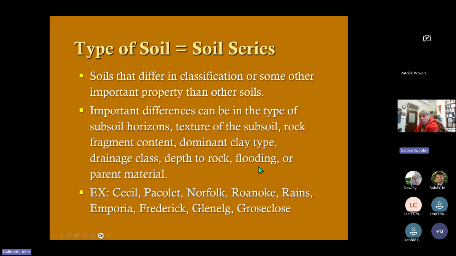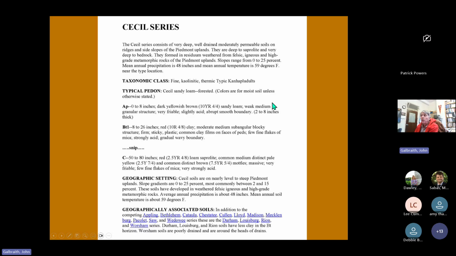So some examples of soils that are found all over the state: Cecil, Pacolet, Norfolk, Roanoke, Rains, Emporia, Frederick, Glenelg, Grosclose. Those are some of the most extensive series in Virginia. Here's the information about a soil series, and it's called the official series description. It tells you a little bit about the soil in a general description that's in the header. Then it gives you the taxonomy, and then it describes a soil that is very representative of that soil series.